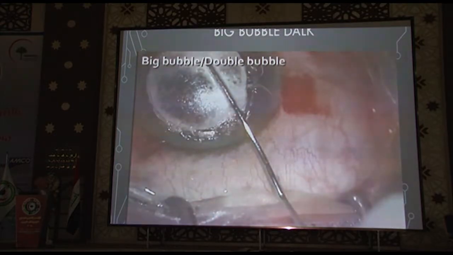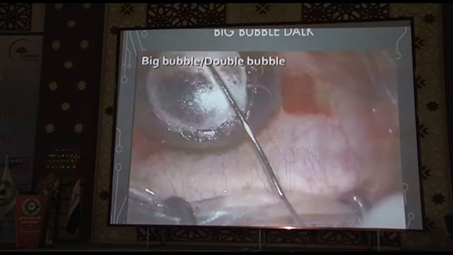Here in this video, I would like to talk about the main step, which is the big bubble. As we know, deep anterior lamellar keratoplasty is the best technique for corneal transplantation when the host endothelium is quite healthy. There are several approaches to reach the Descemet level dissection, the level that most of us would like to reach to get the best visual result. But the most commonly used technique worldwide is the big bubble.